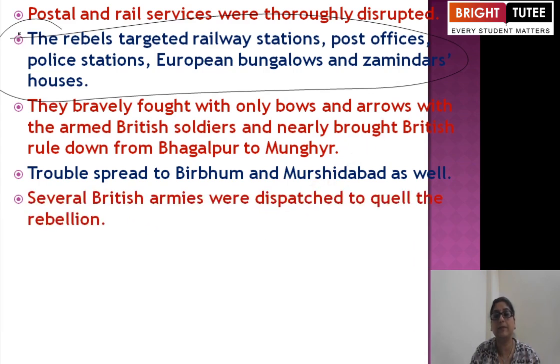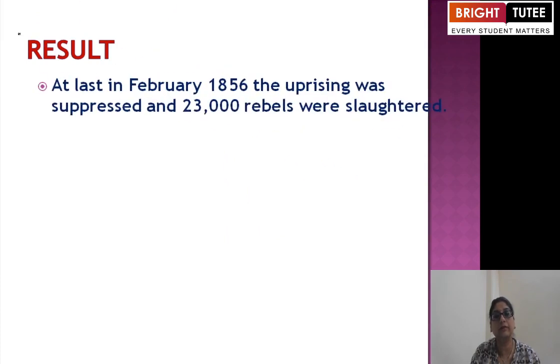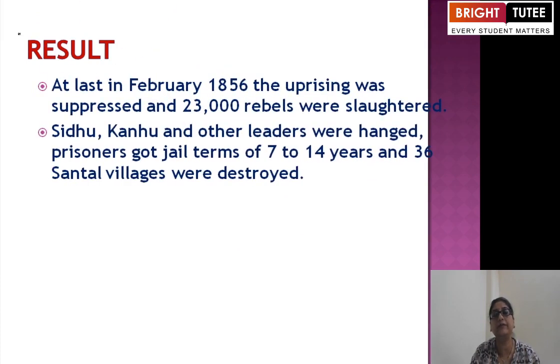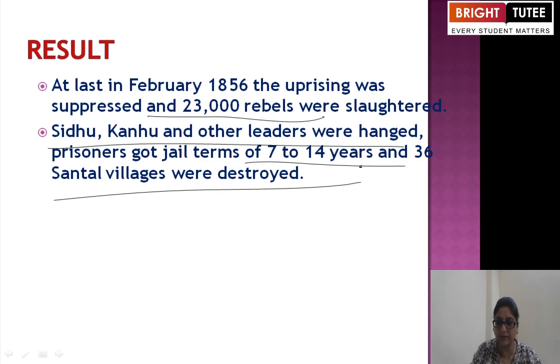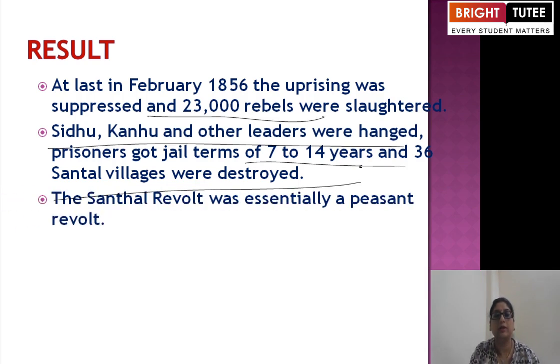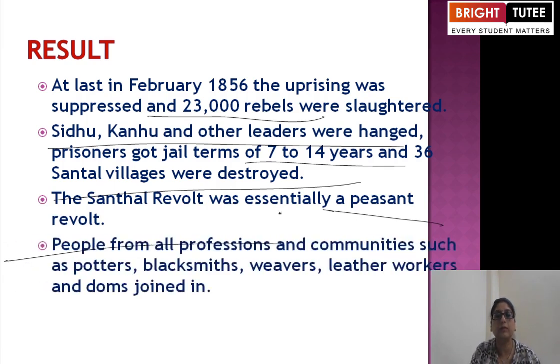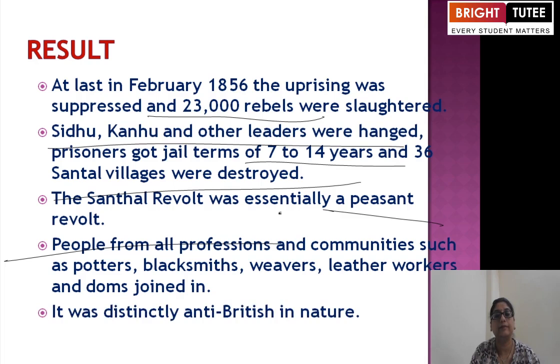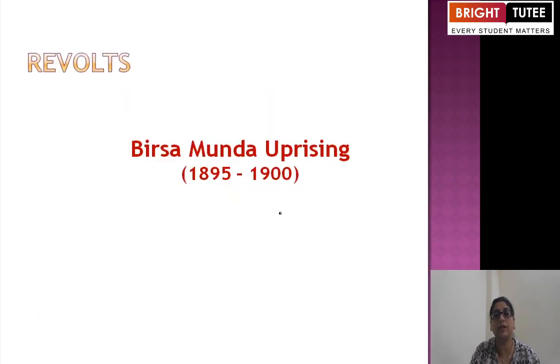Several British armies were dispatched to quell the rebellion. The result of this revolt was that at last, in February 1856, the uprising was suppressed and 23,000 rebels were slaughtered. Sidhu, Kanu, and other leaders were hanged, prisoners got jail terms of 7 to 14 years, and 36 Santal villages were destroyed. The revolt was essentially a peasant revolt. People from all professions and communities such as potters, blacksmiths, weavers, leather workers, and others joined in. It was distinctly anti-British in nature.